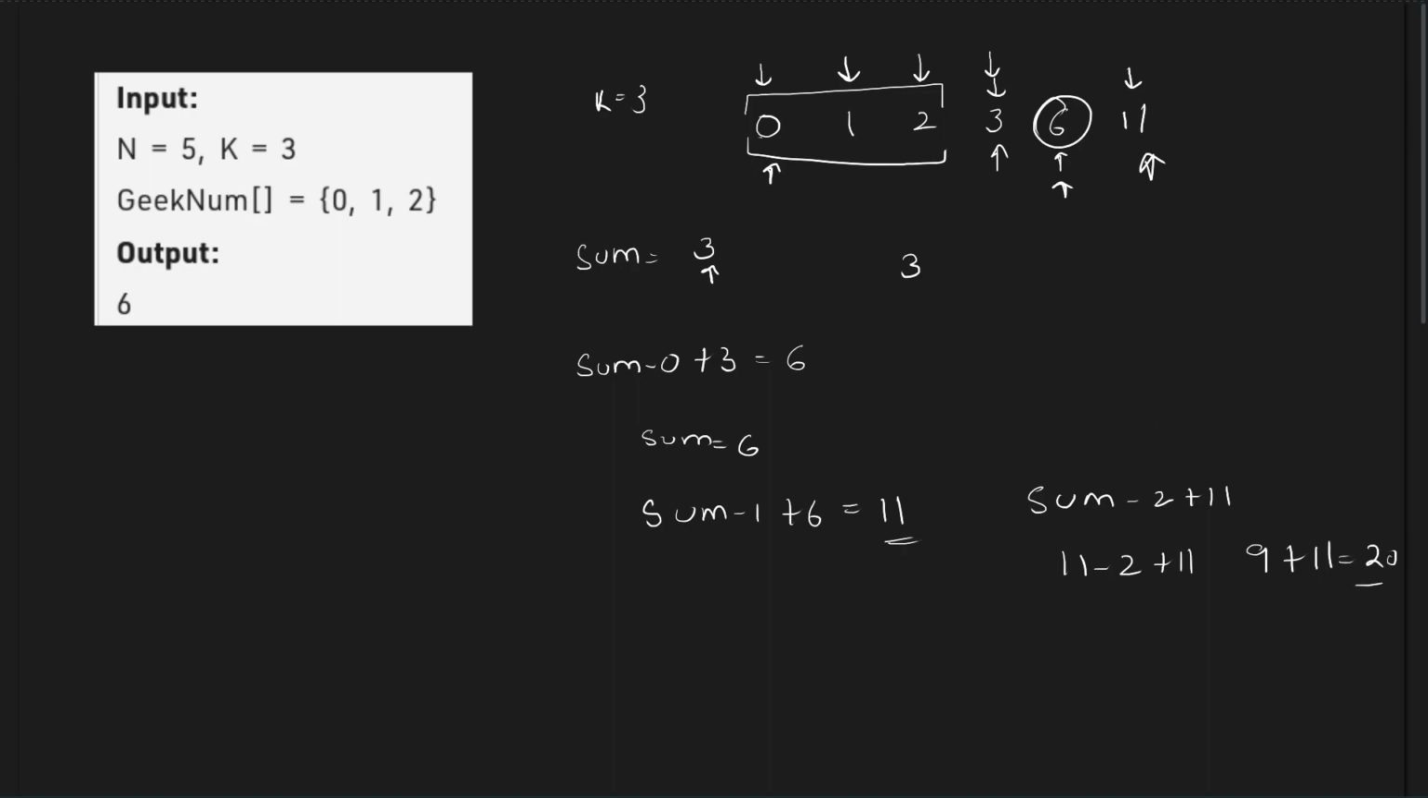And if we just try to calculate it the other way, we have to find the sum of these three numbers, that should be 11 plus 6 plus 3, that is also equal to 20, right? So this is exactly what we have to do. I'll now tell you how we exactly do it in code.